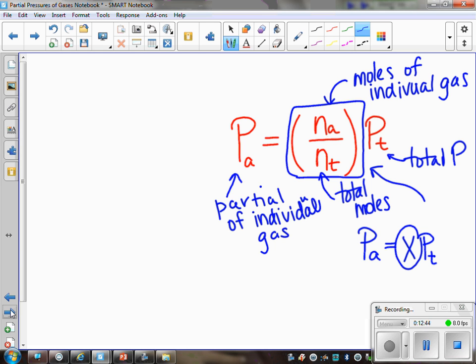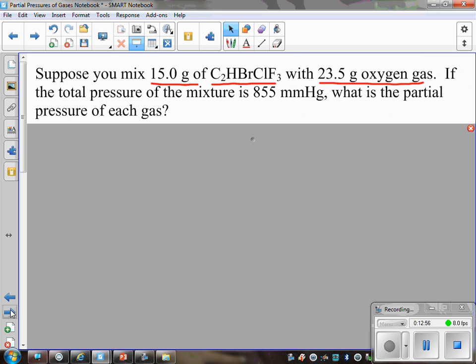Notice this equation doesn't have volume or temperature in it. So it allows you to use moles information with pressure information to be able to figure out another pressure value. So let's go ahead and try a problem so you can see how this works. That's what we had over here.